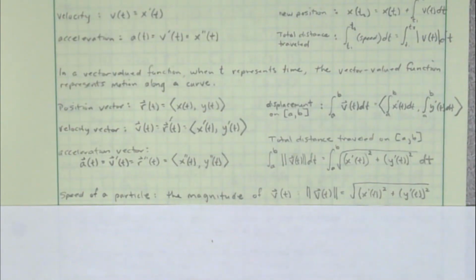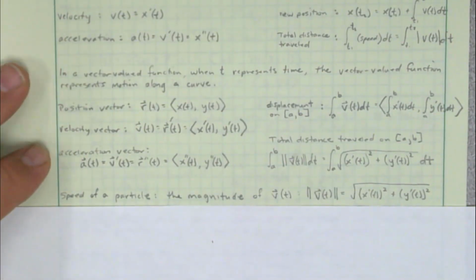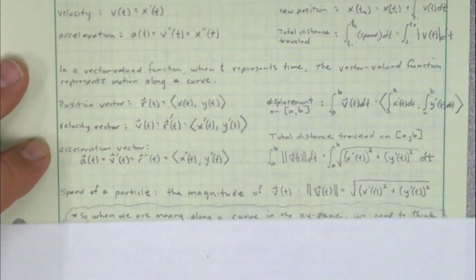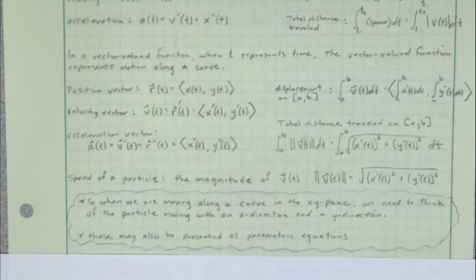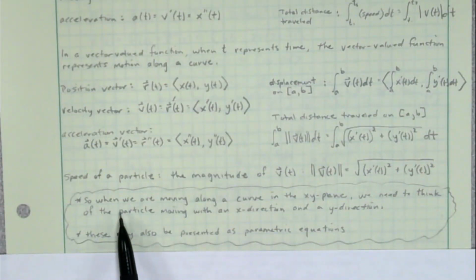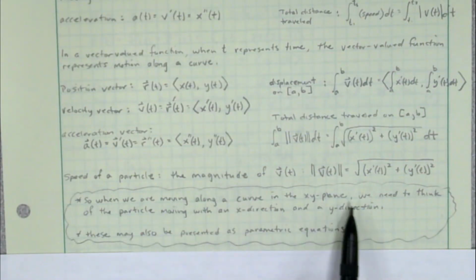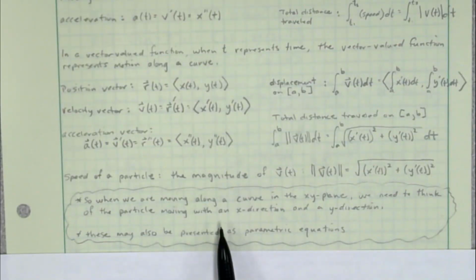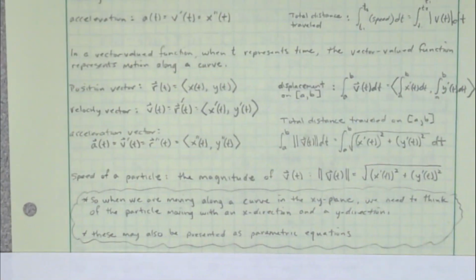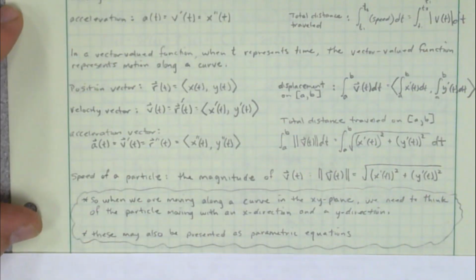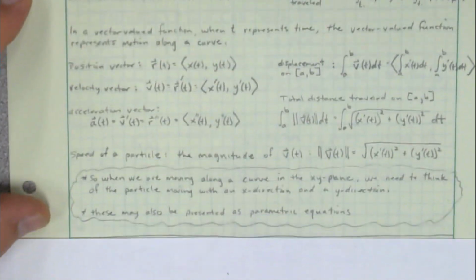These are all the things that you're going to want to make sure that you know, so that we can answer the questions that are coming. We are moving along a curve in the xy plane. We need to think of the particle moving with an x direction and a y direction. These may also be presented as parametric equations. So again, vector valued functions and parametric equations are literally one and the same. So we're going to use these formulas to answer some questions.